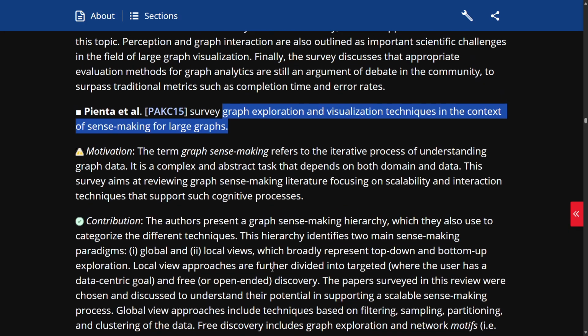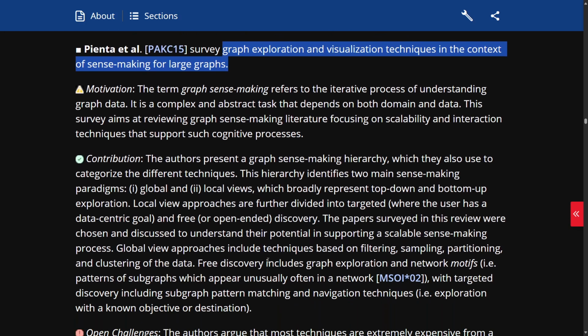Open challenges. The authors argue that most techniques are extremely expensive from a computational standpoint, outlining opportunities for techniques based on approximated solutions, i.e. heuristics, that can be used in an interactive environment. For subgraph matching, future work includes further investigation on both visual query construction and results representation. Moreover, it is discussed how network motifs could be used to improve the visual scalability of graph representations.